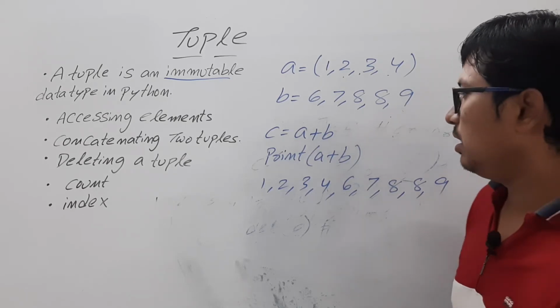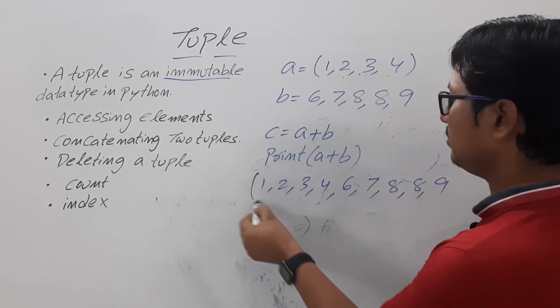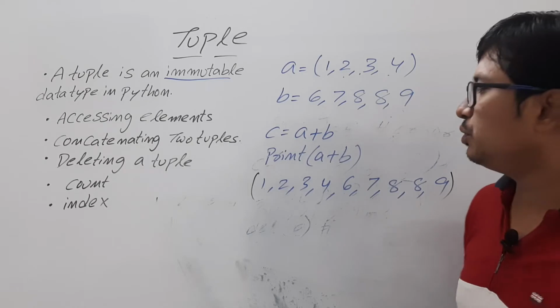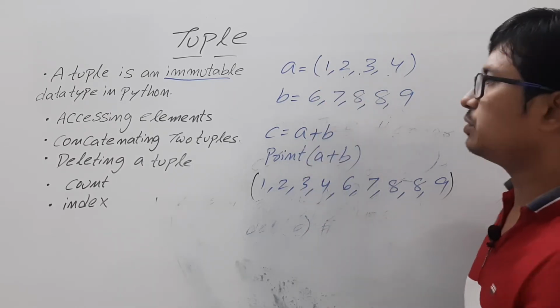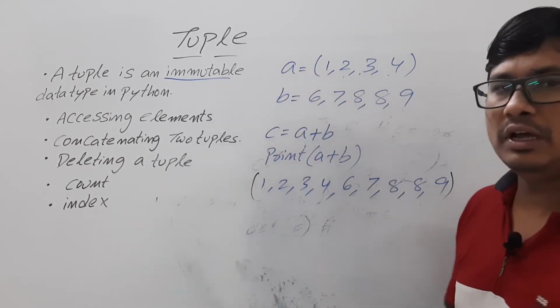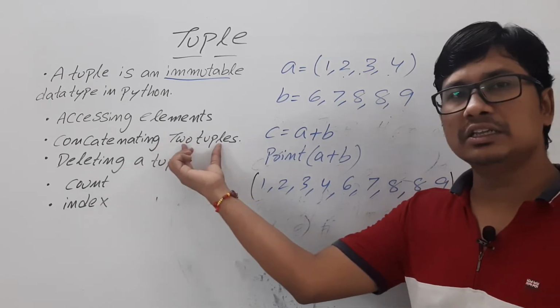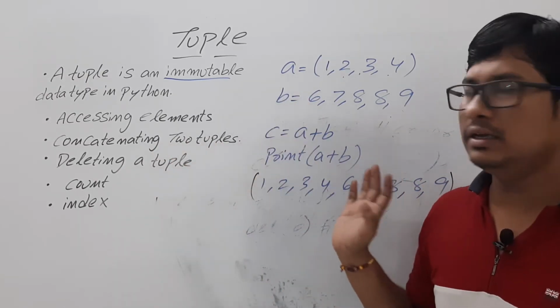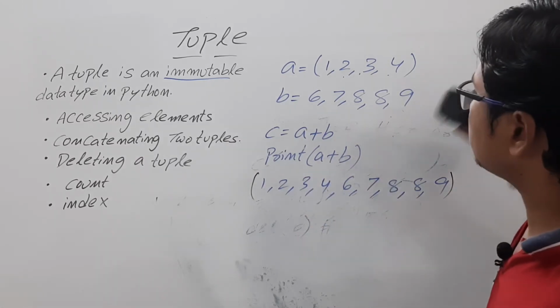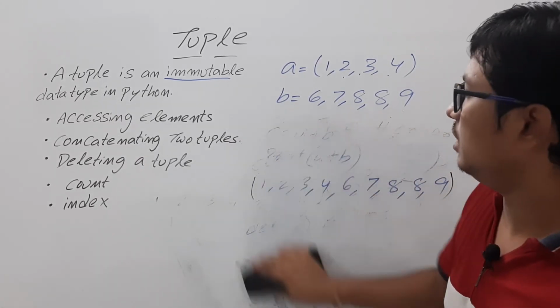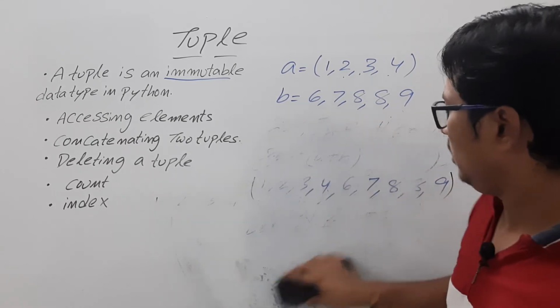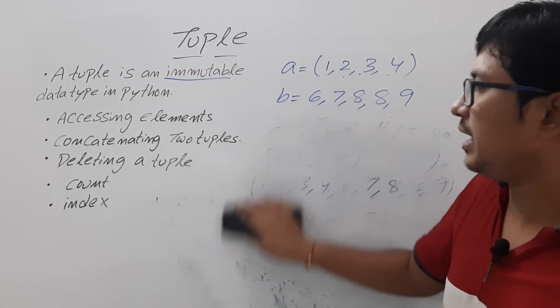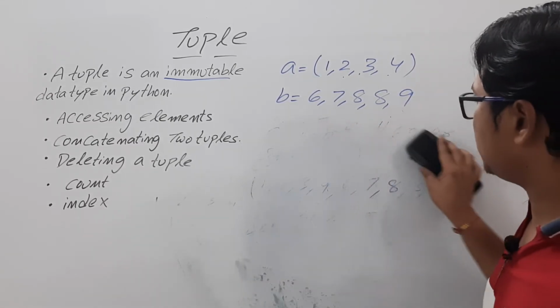Is it clear? Are you able to understand? So like this it will be displayed as an output. So you are combining the two tuples. So this is one tuple, this is another tuple. You are combining. Concatenating is nothing but combining two elements or two tuples here. Is it clear? Now let me discuss a few methods in the tuple, like we have count and index. Let me discuss them.